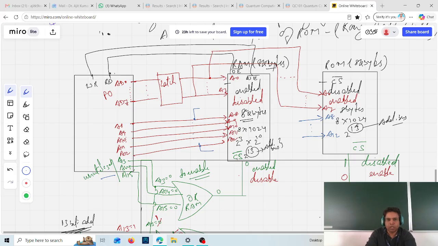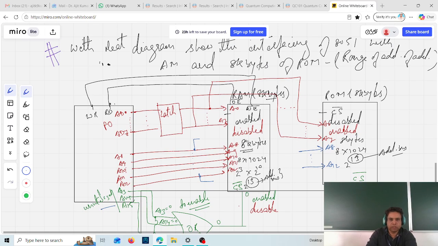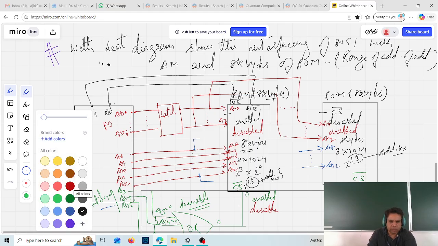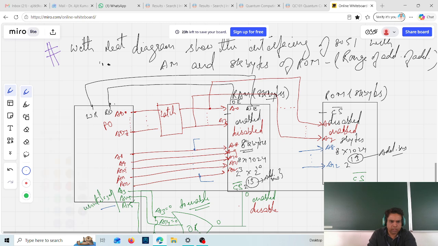Now there is another one which is called PSEN. So here I should show this PSEN. Yes, one thing. I'll show PSEN here. So let us take one good color. This I'll show in dark blue.